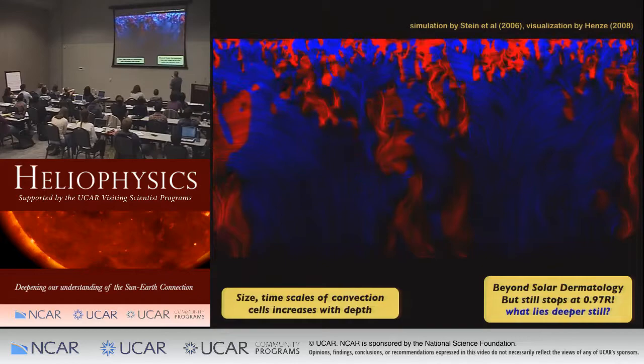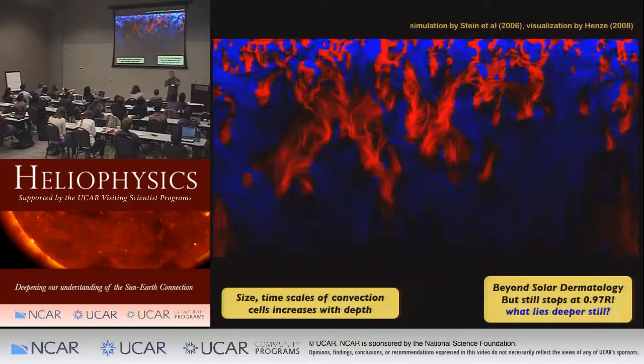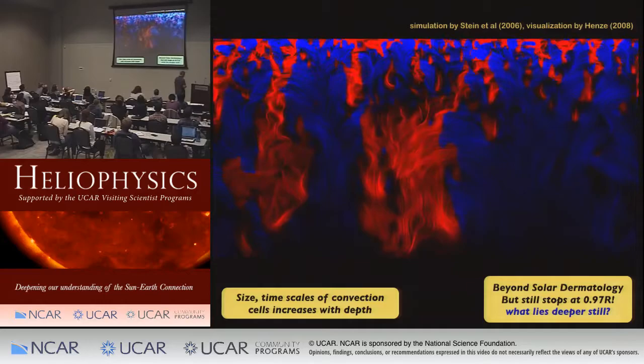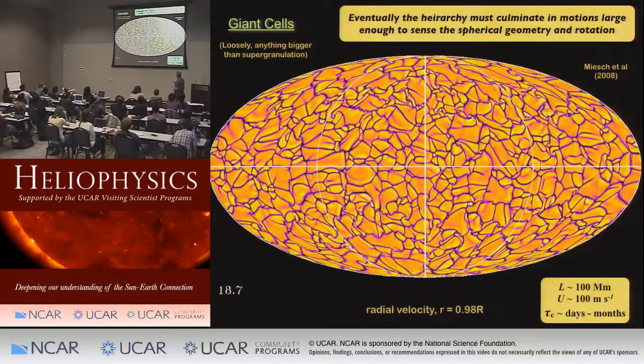But this still only is the outer 3% of the sun, goes down to about 0.97, but the convection zone goes all the way down to 0.7 of our sun. So those of us who do the deep interior call this still solar dermatology. This is just the outer skin. So what lies deeper still? At some point, as the scales get larger and larger, the time scales and the length scales get larger and larger, at some point, they have to feel the Coriolis force.